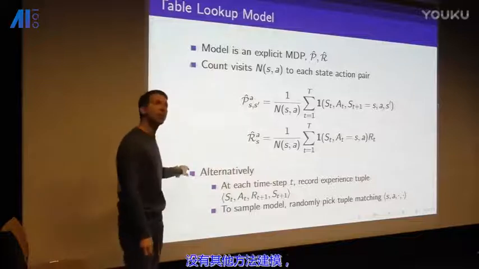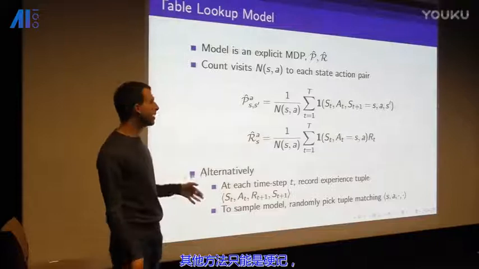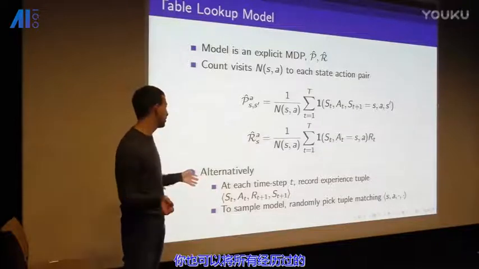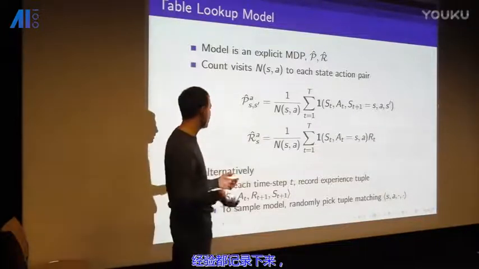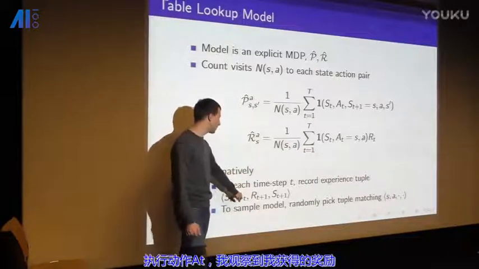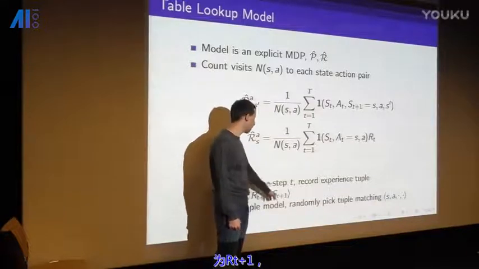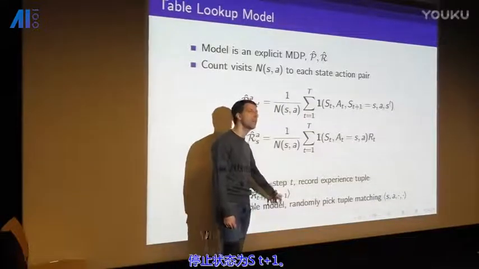So, is that clear, first of all? Good. But there is an alternative way to set up the same model, and the alternative is to basically just remember things. So you can just record the experience that you've seen so far. You can just record that when I was in state S_t and took action A_t, I observed reward R_t plus 1, and I observed that I ended up in state S_t plus 1.